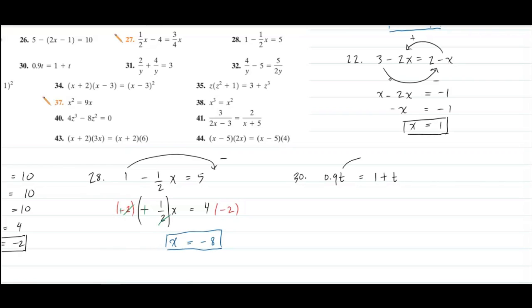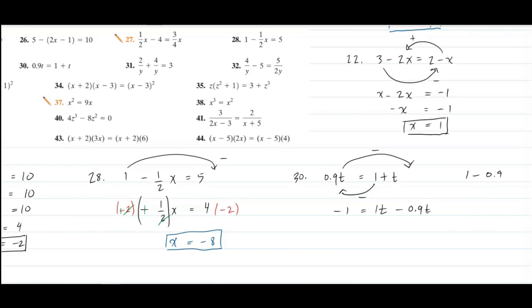Here's a thought. Why not bring the 0.9t over, and that'll become a subtraction, and then bring the 1 over here. That'll become a negative. So it'll become negative 1 is equal to t minus 0.9t. And this surprisingly has caught students off guard. They're like, wait, how do you do this? It's really just saying what's 1 minus 0.9?